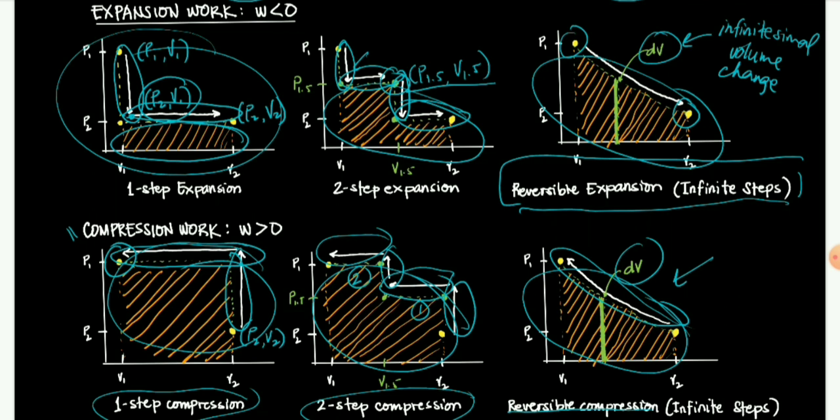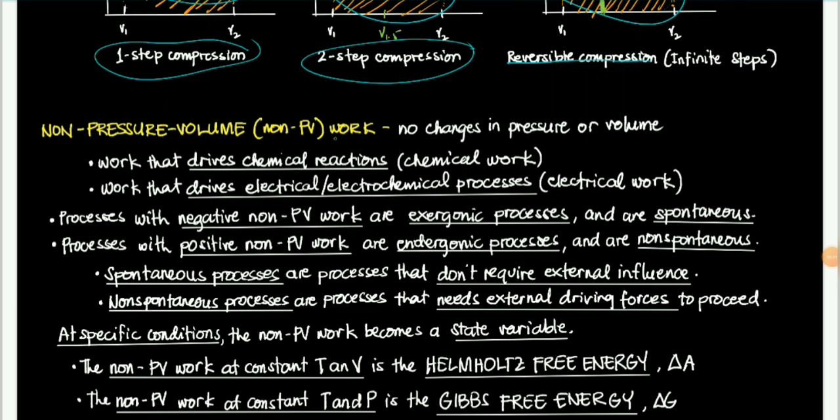Nag-iiba-iba yung value niya depende sa kung anong process yung gagawin mo, either expansion or compression, tapos gaano karaming steps or gaano karaming PV steps yung kailangan mong gawin. Okay? So, nag-iiba-iba rin yung value ng W. So, this is why W is a path function, or the work done is a path function. Okay? So the next type of work is the so-called non-pressure volume or the non-PV work.